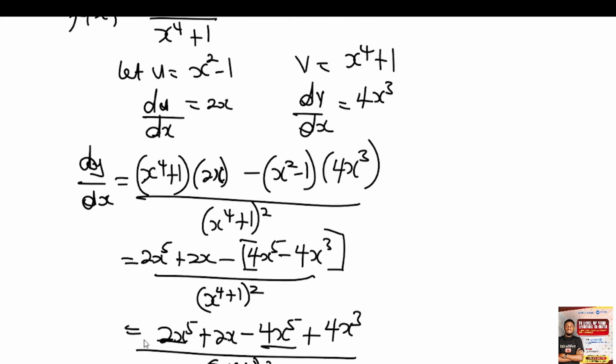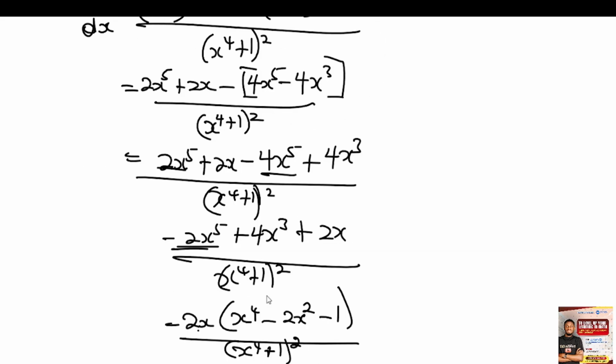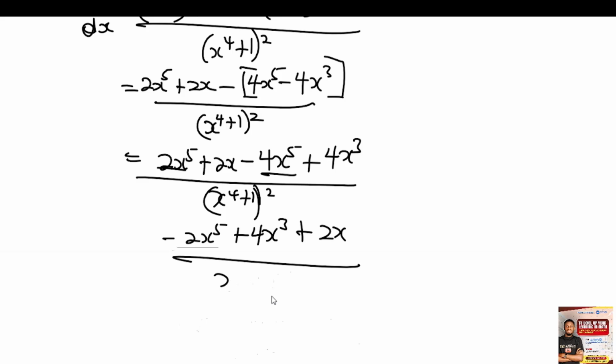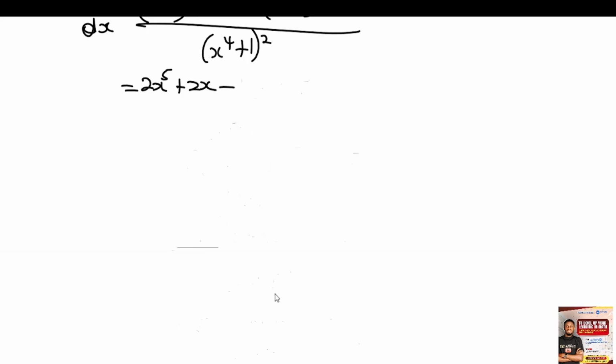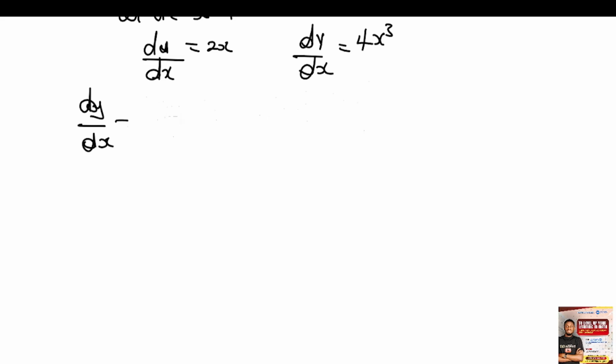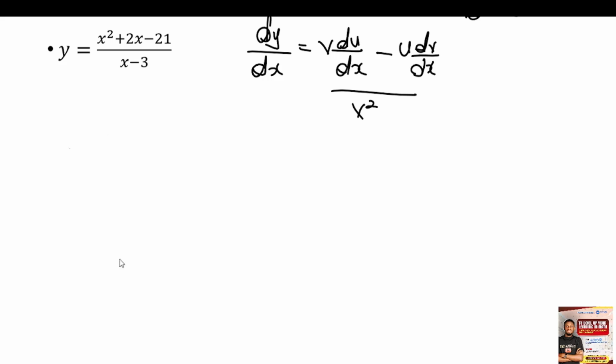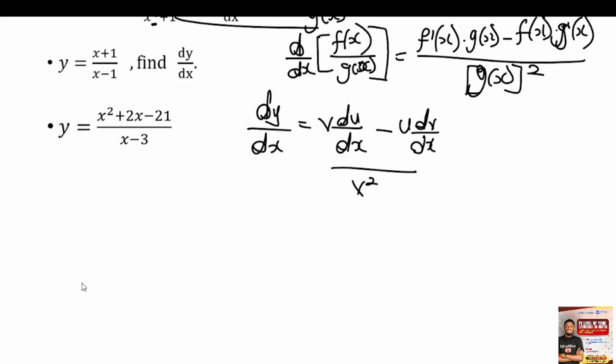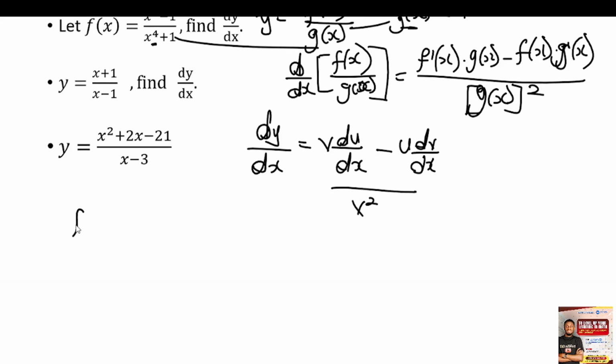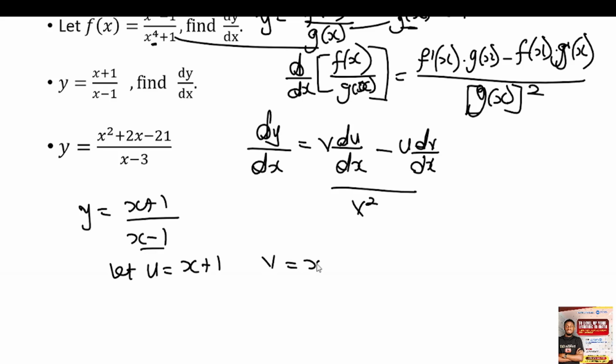Alright, so now let's check the second one too. Now let me clear this one. Okay, so in our second function, we have y equal to x plus 1 on x minus 1. So as usual, let our u be equal to x plus 1, then our v to be the denominator, which is x minus 1.